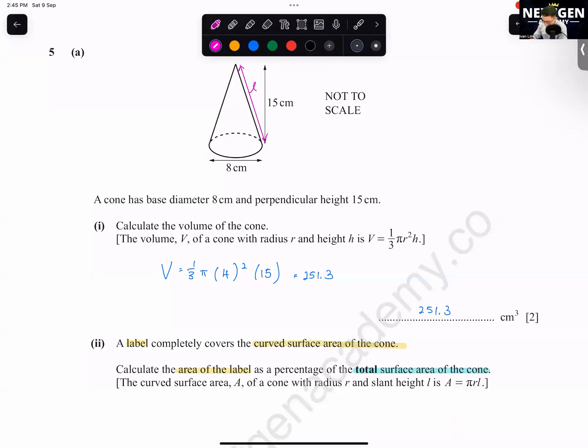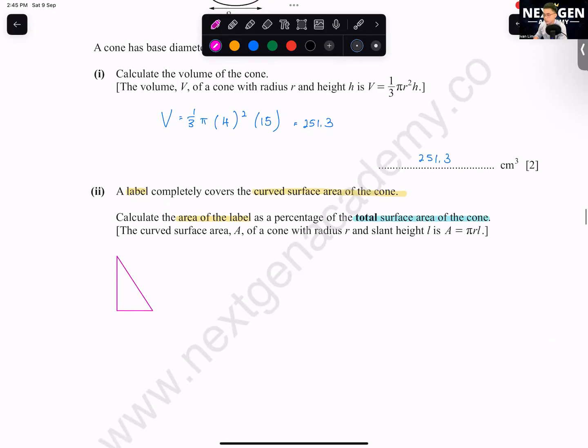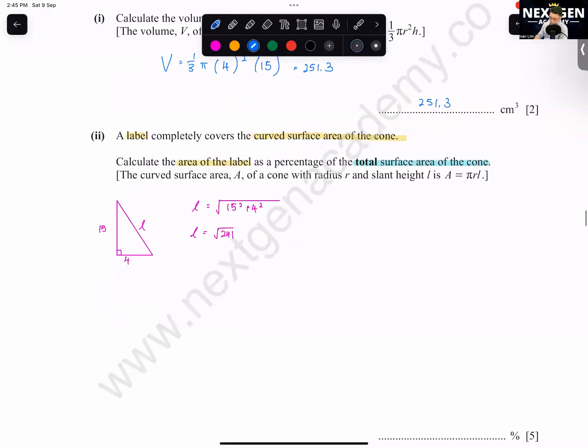So what I'm going to do is draw it as a right angle triangle here, like this. Referring to the diagram, this is 15, this is 4, and this is L. For this length I have to use Pythagoras' theorem. L squared equals 15 squared plus 4 squared, so the length will be square root 241. You can write it as a decimal also, but I just prefer writing it like this first. Then we find the area of the label.